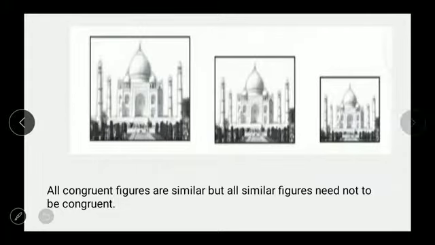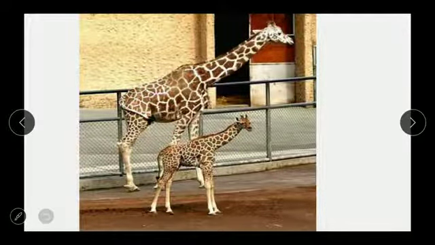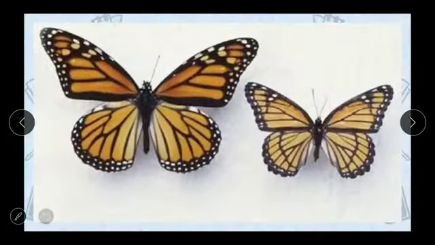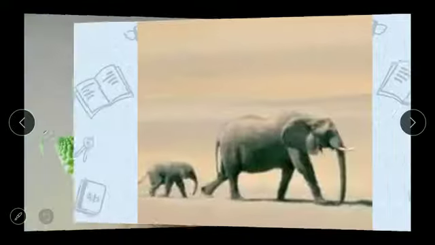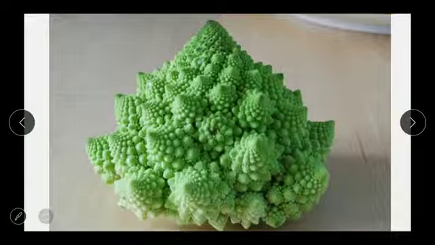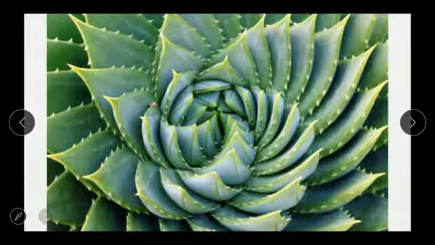We can take more examples. In this picture, I have one big and one small giraffe, one big and small butterfly, they are also similar. Baby elephant and mother elephant, they are also similar. In this object, every pattern is having the same shape, but the size is different. Hence, each pattern is similar but not congruent. And now, we have these petals of the same shape but not same size. So, they are also similar but not congruent.